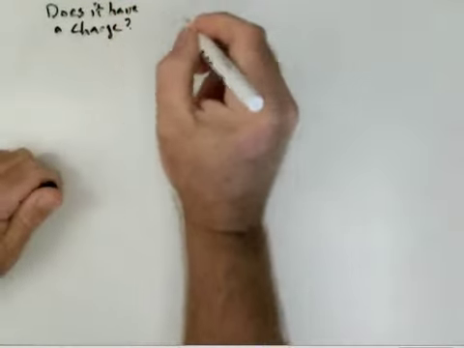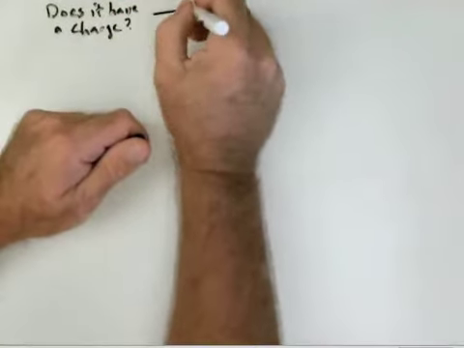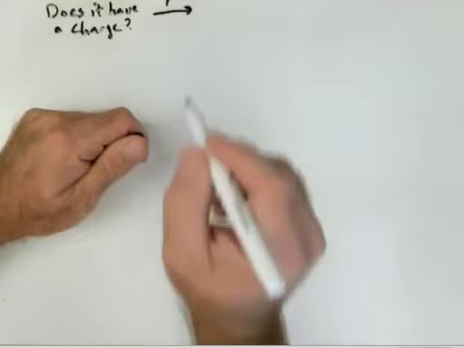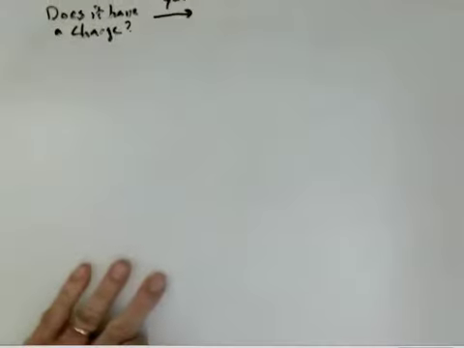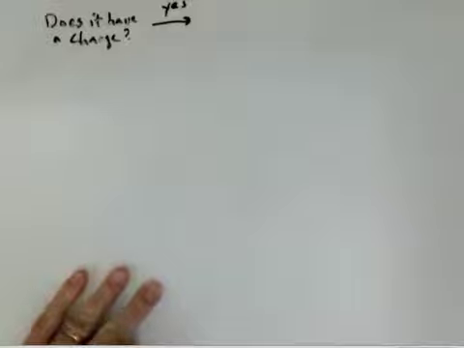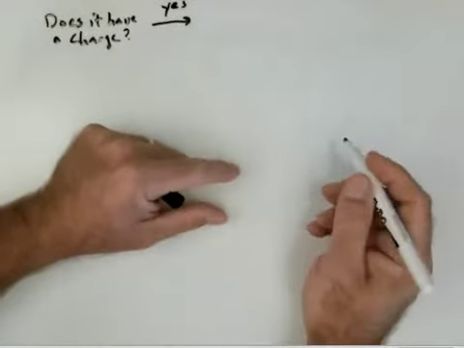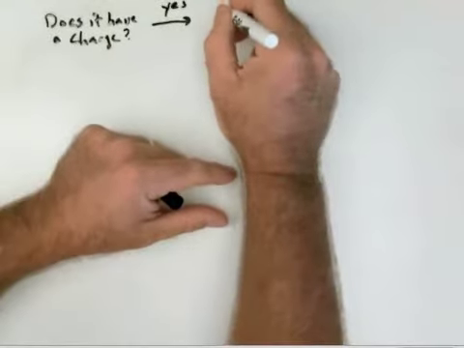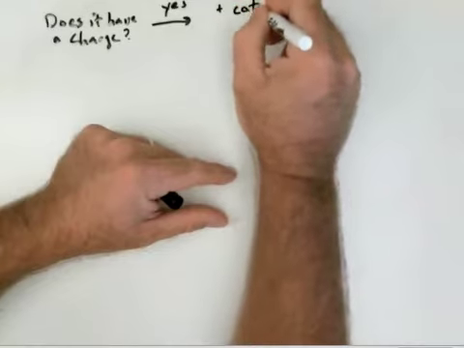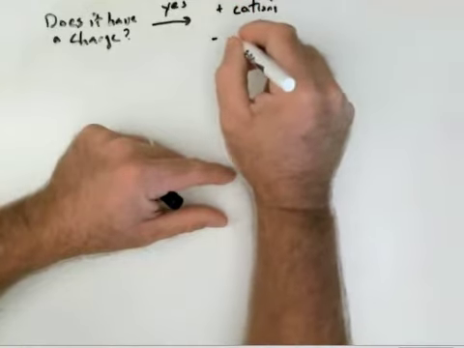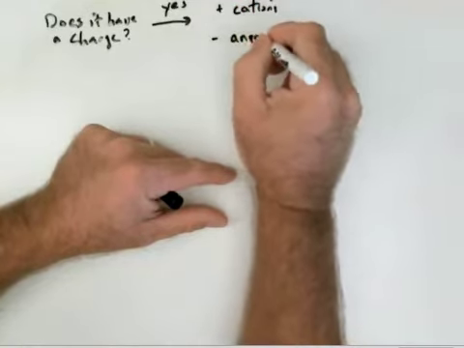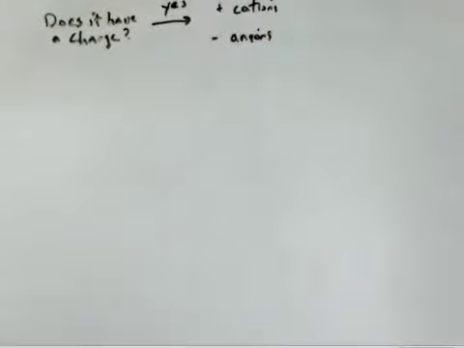So if the answer is yes, then the thing you're talking about is an ion. Okay, so how do you name ions? Well, you can have positive ions, which are called cations, and you can have negative ions, which are called anions. So let's begin with the cations.